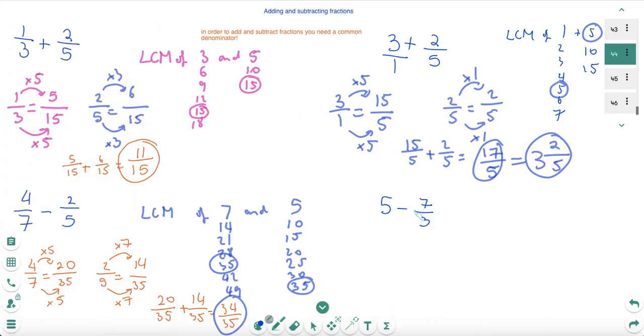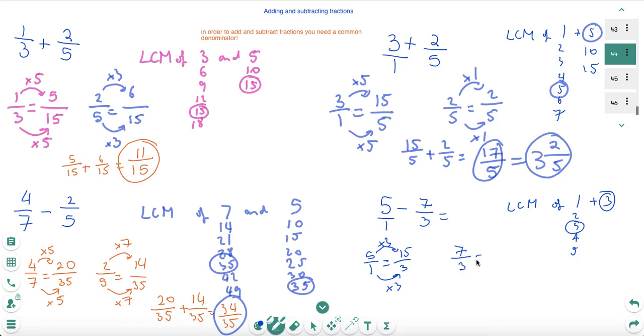5 minus 7/3. Ooh, let's turn 5 into a fraction. 5 over 1. Let's find our lowest common multiple of 1 and 3. So 1 times tables is just 1, 2, 3, 4, 5. Oh, look, it's going to be 3. So 5 over 1 equals, new denominator is 3. 5 times 3 is 15.